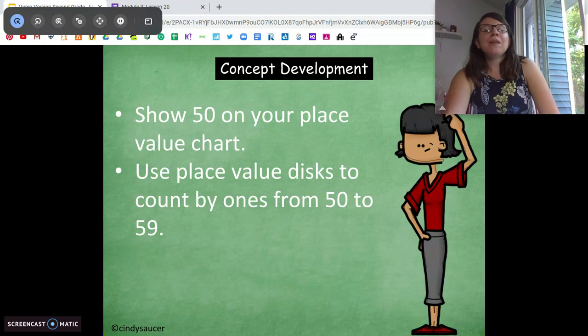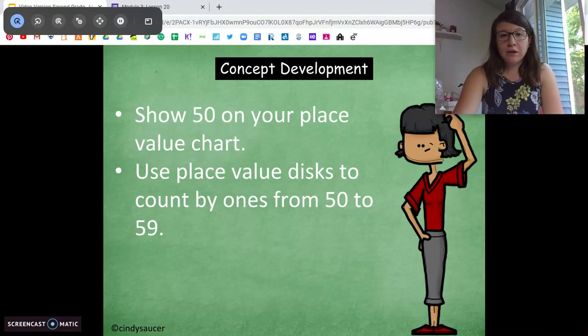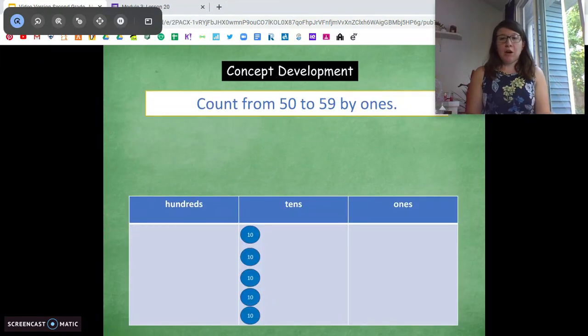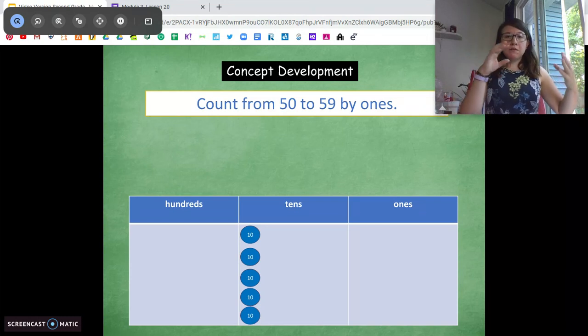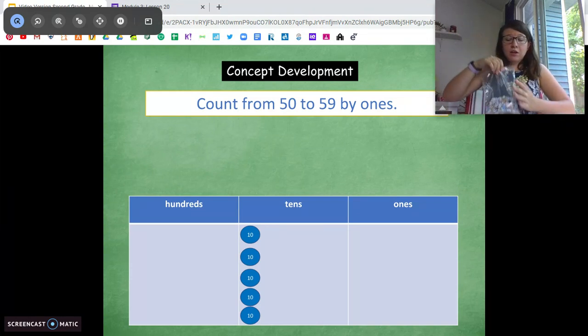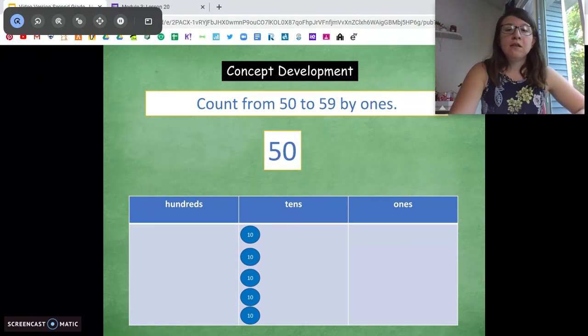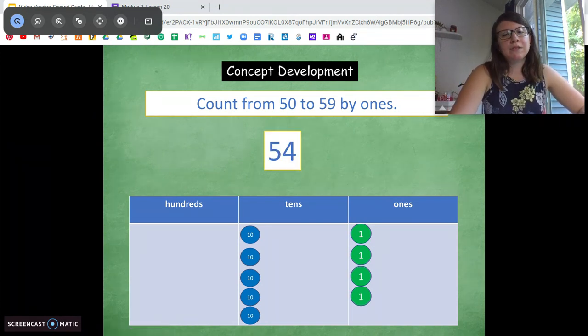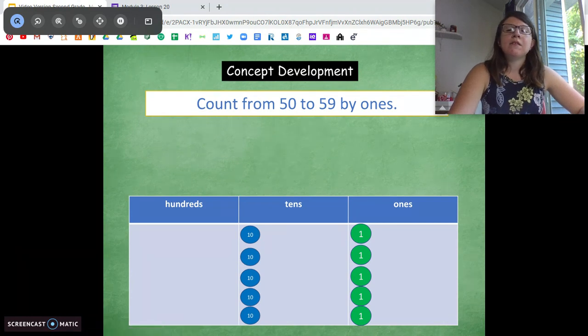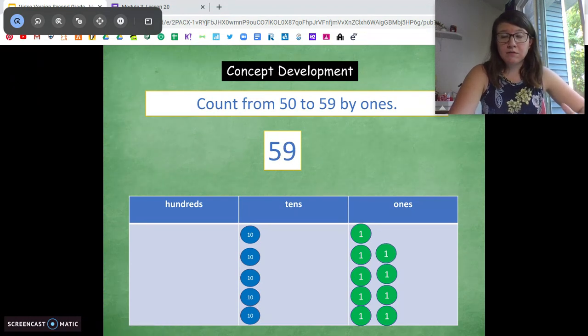Here we go. I want you to show 50 on your place value chart. So pause and show me 50 on your place value chart. Good. Now we're going to count by ones from 50 to 59. So go ahead and add your place value pieces onto your ones section as we count. So we're at 50, 51, 52, 53, 54, 55, 56, 57, 58, 59. Pause and get yourself there.